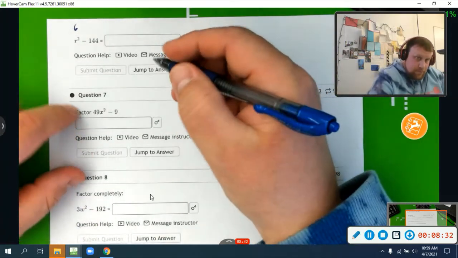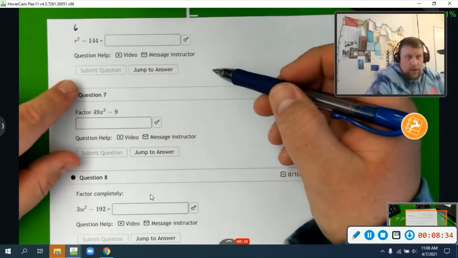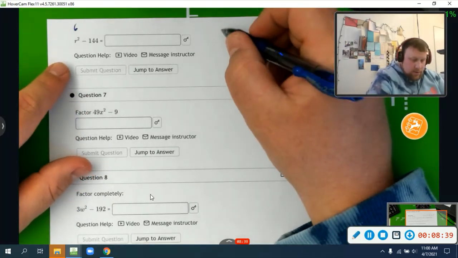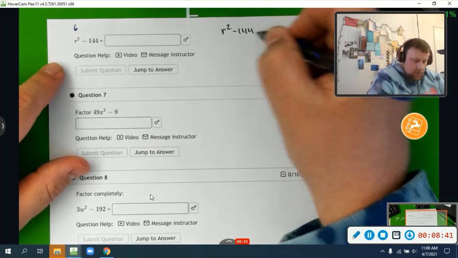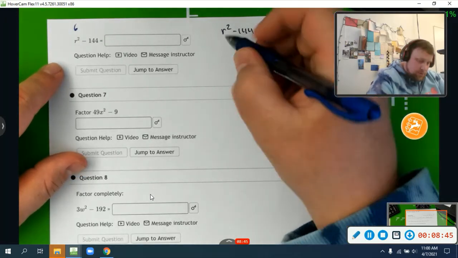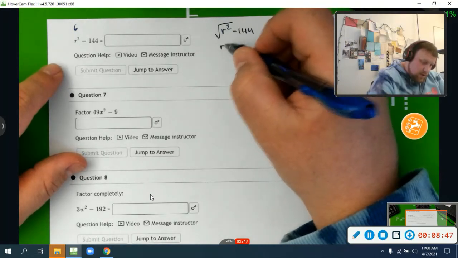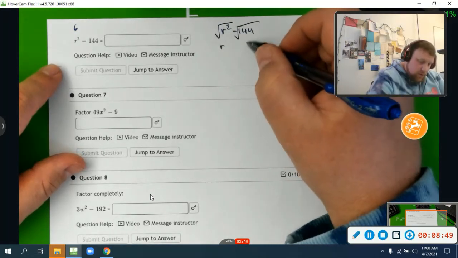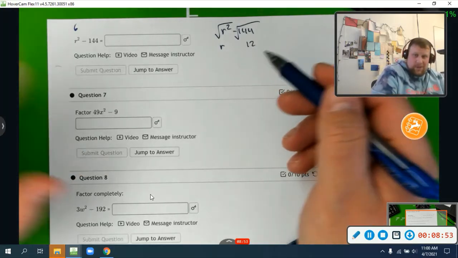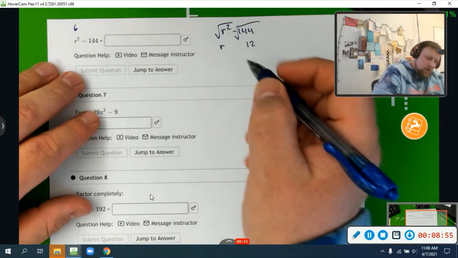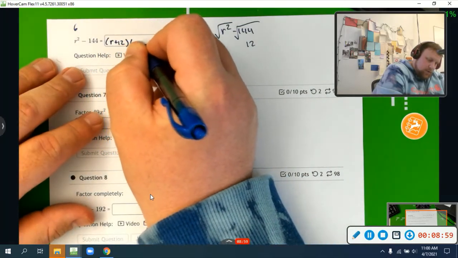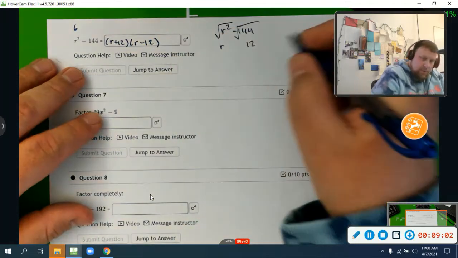Okay. So question 6. It says to factor completely again. Well, look at r squared minus 144. Since I don't have a middle term, I'm betting these are square numbers. What's the square root of r squared? It's r. What's the square root of 144? It's 12. That's all I got to show for work. Once I know they're both square numbers, this is going to be r plus 12 times r minus 12.